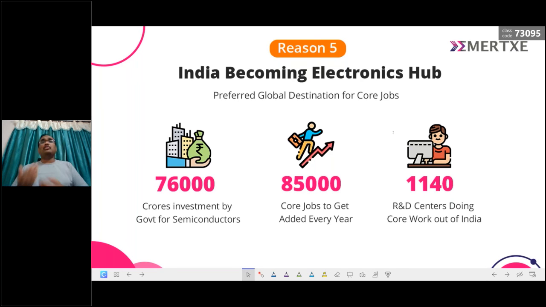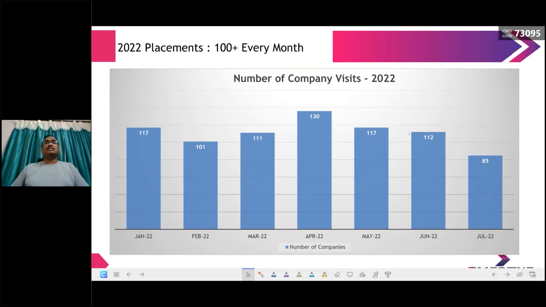Now you may be questioning me, sir, how do these trends matter to me? I'm an entry level engineer, I want to have a career, so how does it matter to me? So let me show you some numbers about how this is benefiting our students. These are the numbers that we wanted to show. You can see in 2022 we have consistently had 100 plus companies hiring our students every month. They are all participating in our recruitment.